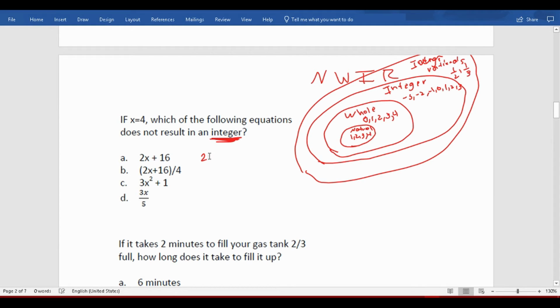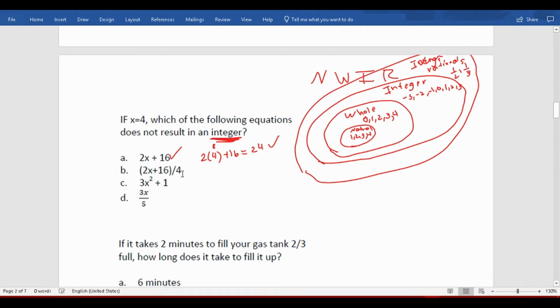So we have 2 times 4 plus 16. 2 times 4, of course, is 8. 8 plus 16 is 24. That's a natural number as well as a whole number. So all whole numbers and natural numbers are integers.